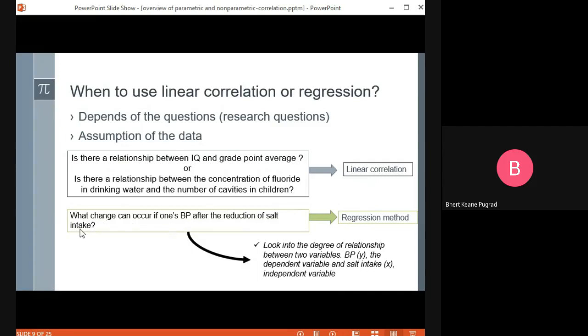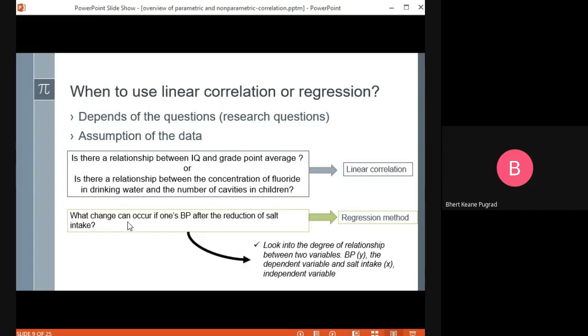Another example. What change can occur in one's blood pressure after the reduction of salt intake? So with this one, there are possible results. No? If you reduce your salt intake, what are the possible results in your BP?